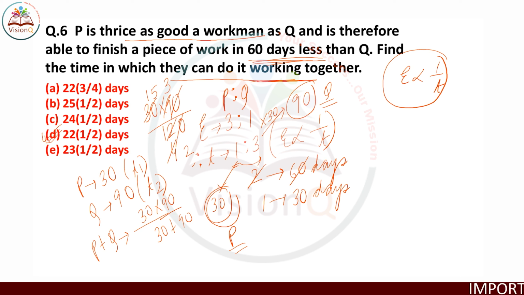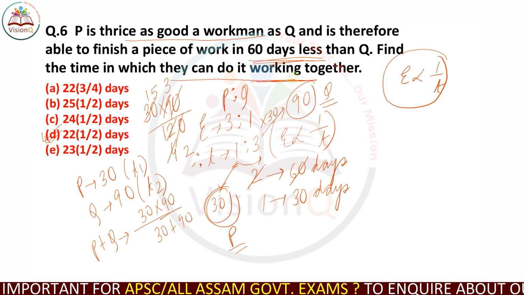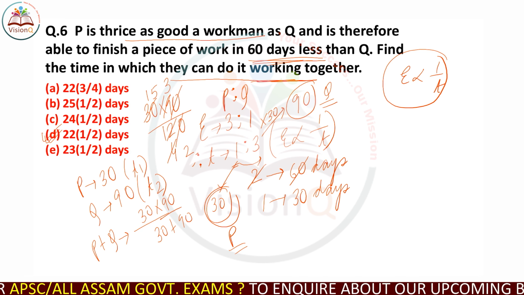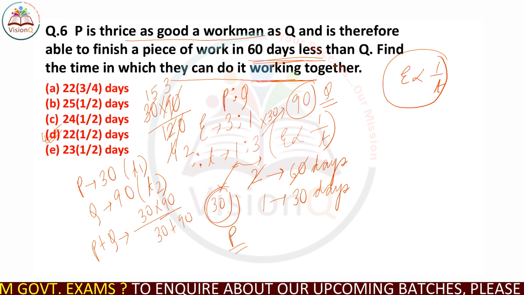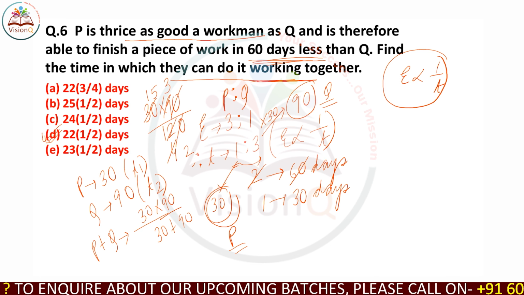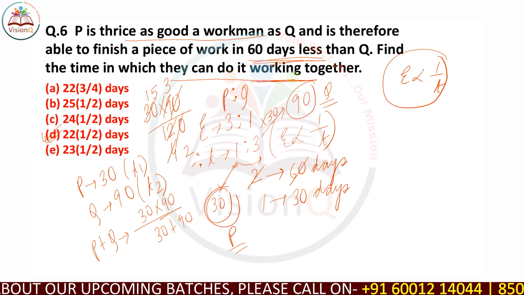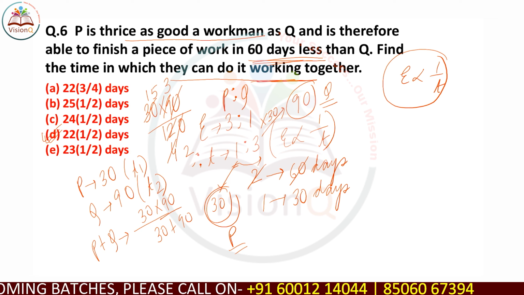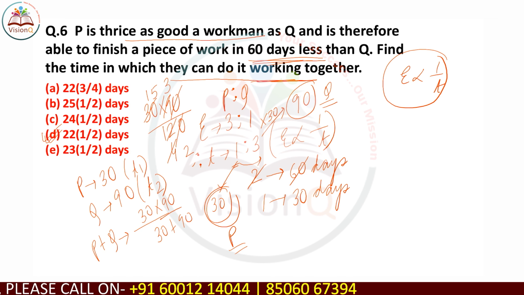So such questions are the same. The pattern of such questions is the same. First find out the efficiency from the given condition. Then find out the time. If 2 represents 60, then 1 represents 30, and 3 represents 90. So the time taken by P is 30 days and the time taken by Q is 90 days. And from these two times, you can find out the time taken by P plus Q by applying the formula, which is T1 into T2 divided by T1 plus T2.